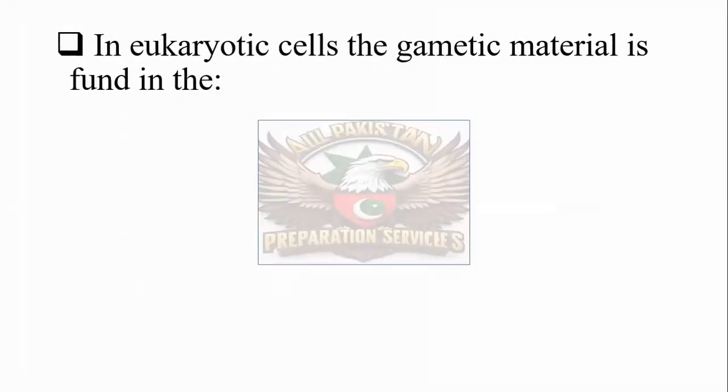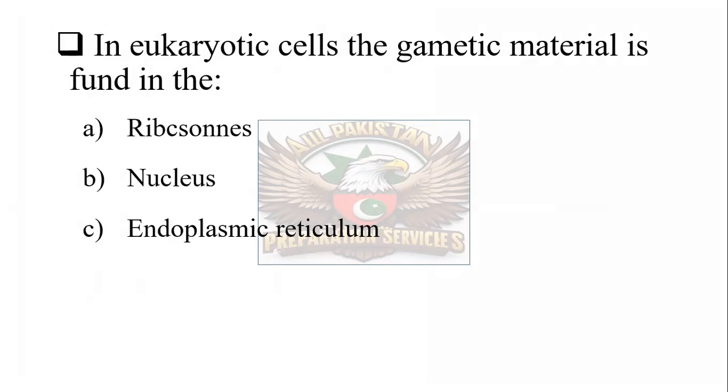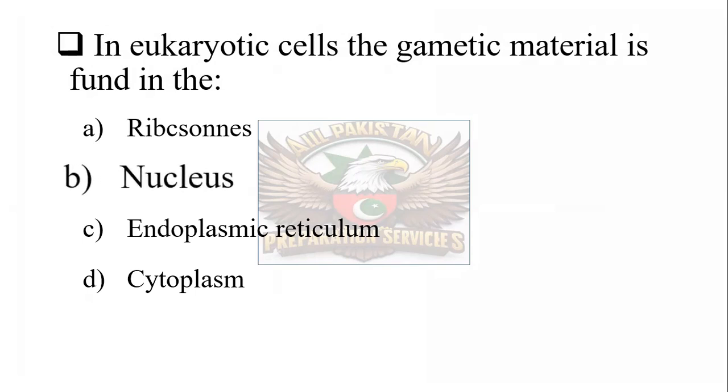In eukaryotic cells, the genetic material is found in the ribosomes, nucleus, endoplasmic reticulum, or cytoplasm. The correct one is nucleus. In eukaryotic cells, the genetic material is found in the nucleus.